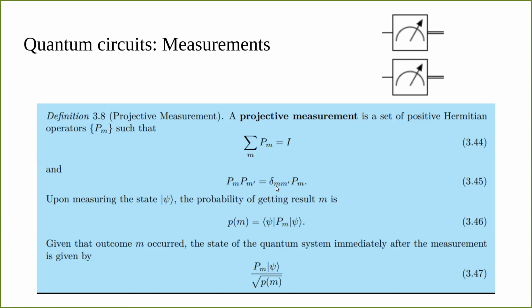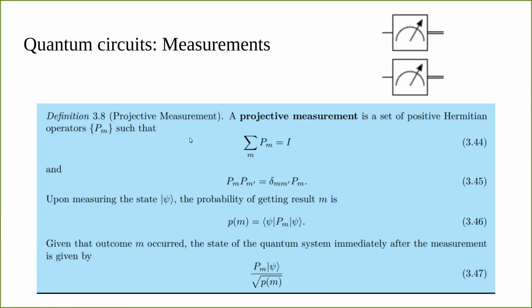With measurements, the probability of getting a particular result m, so m is the index that labels these things, is given by ⟨ψ|P_m|ψ⟩. The last thing to mention is that after you measure, the final wave function will be in the state proportional to P_m acting on ψ. The denominator here, square root of P(m), is just for normalization. Okay, that can be a little abstract.